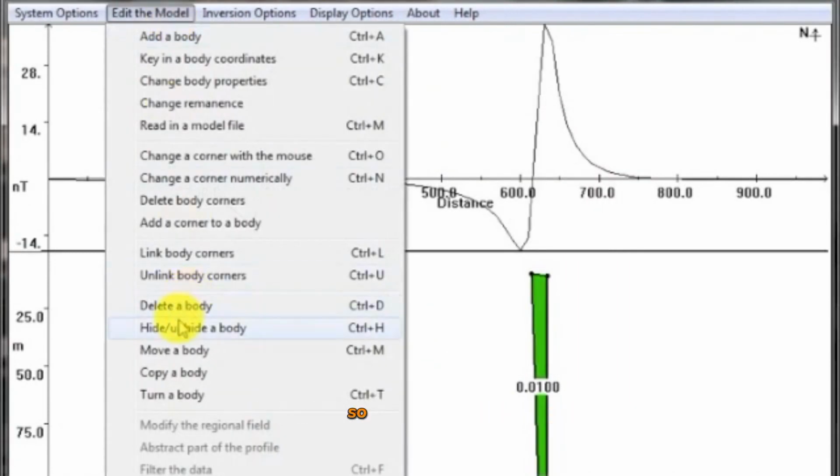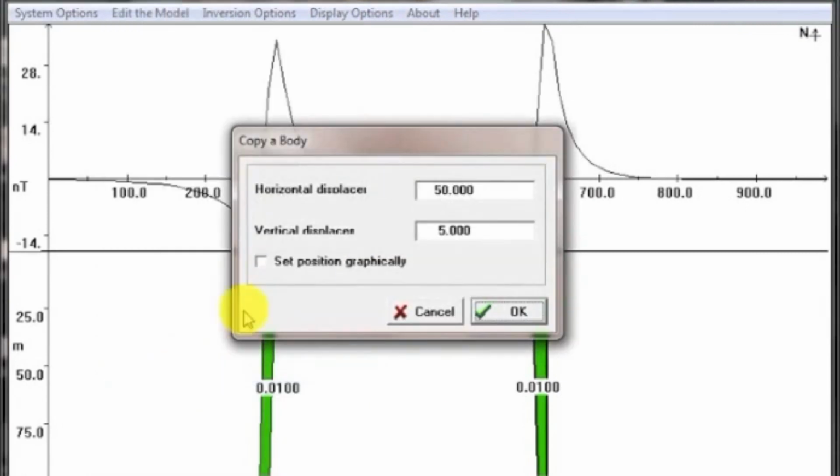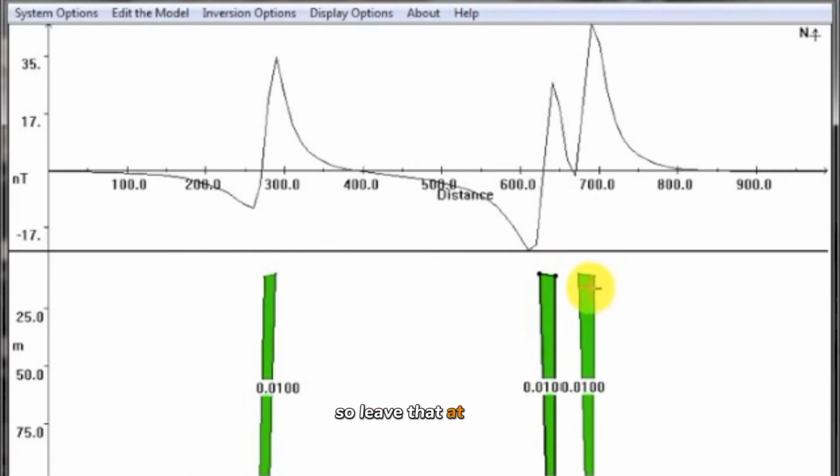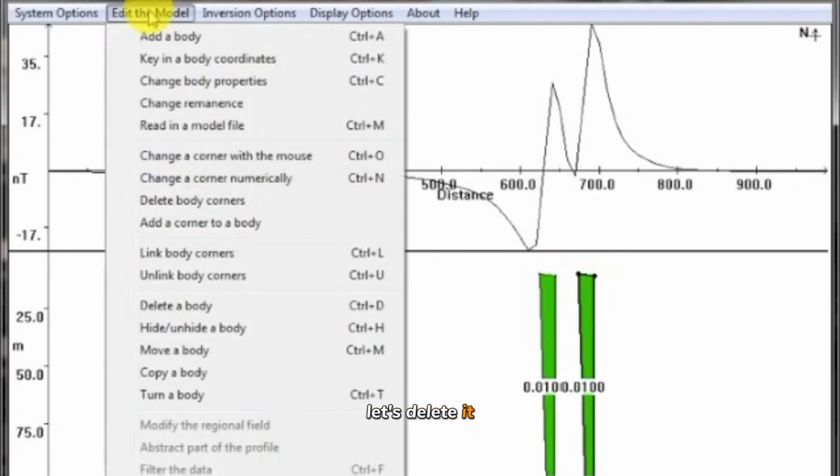Another thing you can do is copy. So go to edit the model, copy a body. And then you're going to say your horizontal displacement, how far off you want it to be moved. Vertical, do you want it to be shifted up or down? So leave that at 0. You can see here you've got a second body. Let's delete it. Go to edit the model, delete.